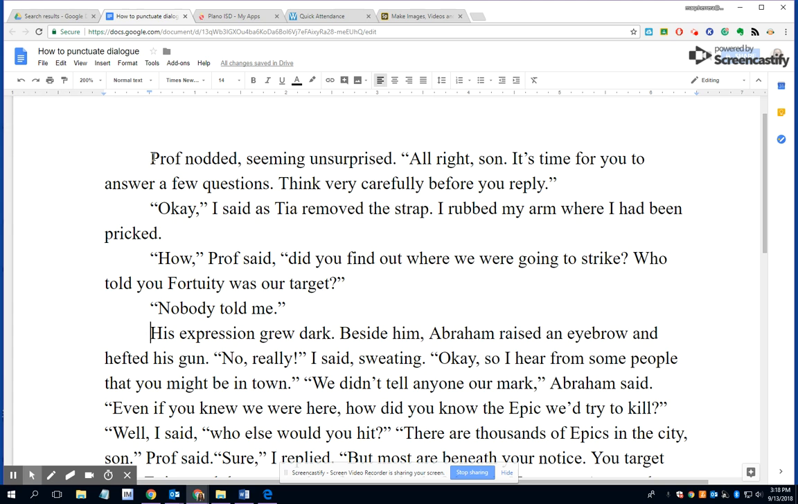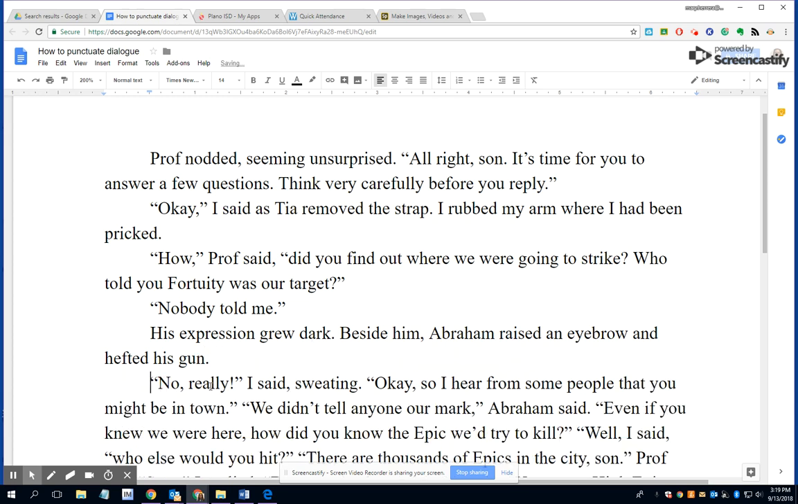When you have one person talking and then another person talking, and then it's like person A, person B, person A, person B. If you do that back and forth several times and there's only the two people in the room, or the only two people talking, then you don't always need to tag it. Okay? But if you're not sure, go ahead and tag it, and you can just say, I said, and that's fine. So his expression grew dark, meaning Prof. Beside him, Abraham raised an eyebrow and hefted his gun. I'm going to press enter because we have someone talking now.